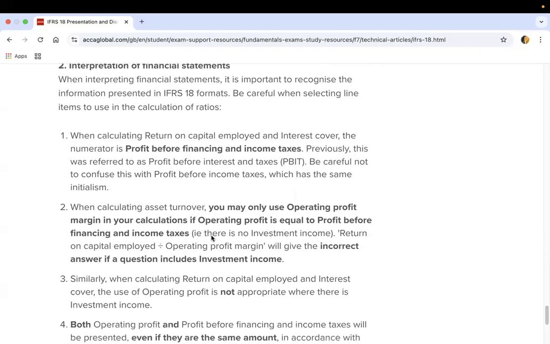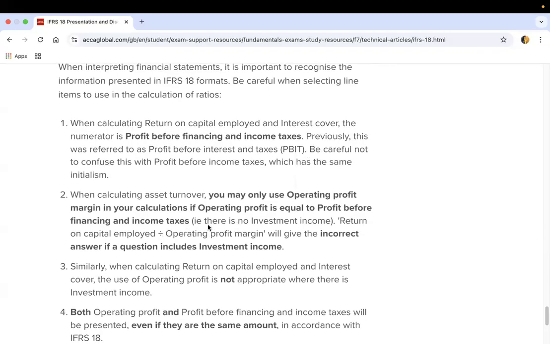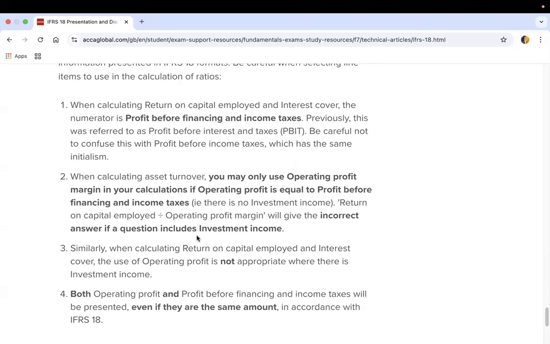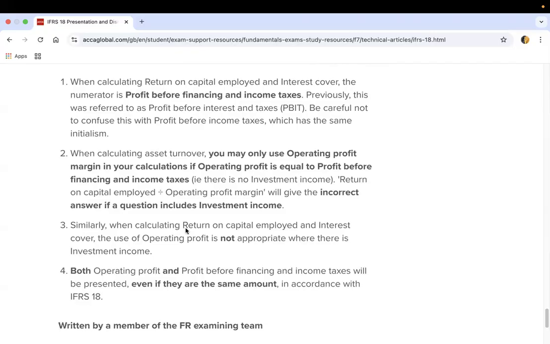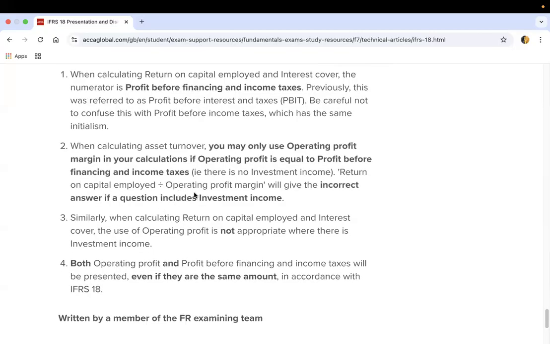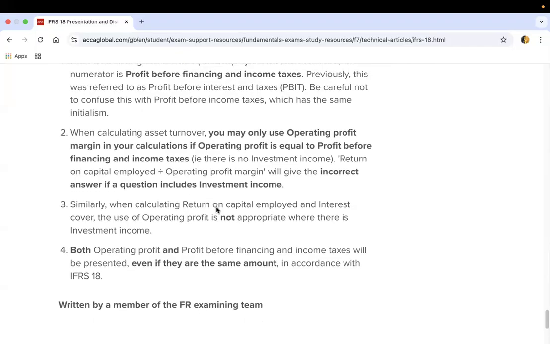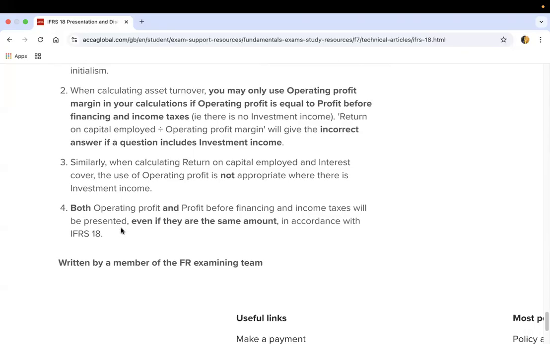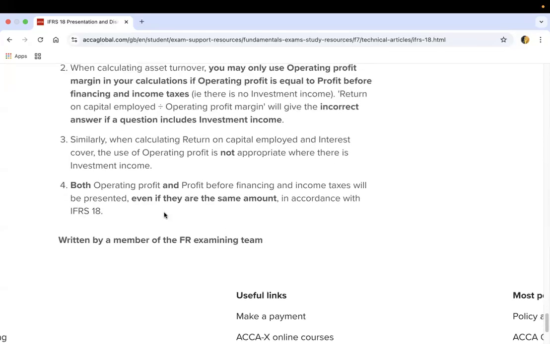When calculating asset turnover, you may only use operating profit margin in your calculation. So for all the other calculations, you should use operating profit margin. Return on capital employed calculated this way will give you the incorrect answer if a question includes investment income. So you must make sure you're taking operating profit for everything. That means the investment part, the financing part, shouldn't be there in your calculations. Similarly, when calculating ROCE and interest cover, the use of operating profit is not appropriate where there is investment income. You'll understand when we get there.